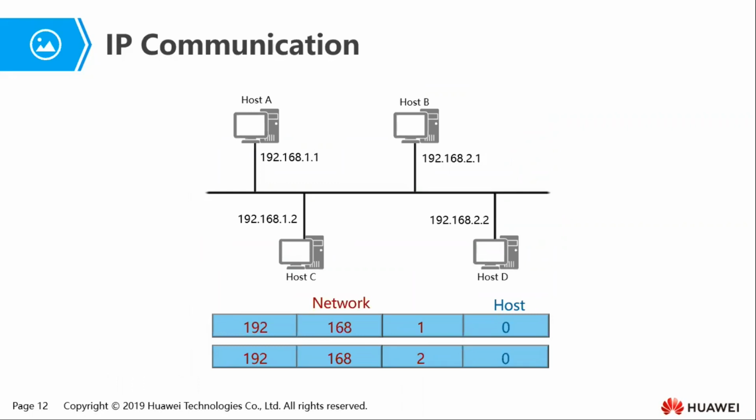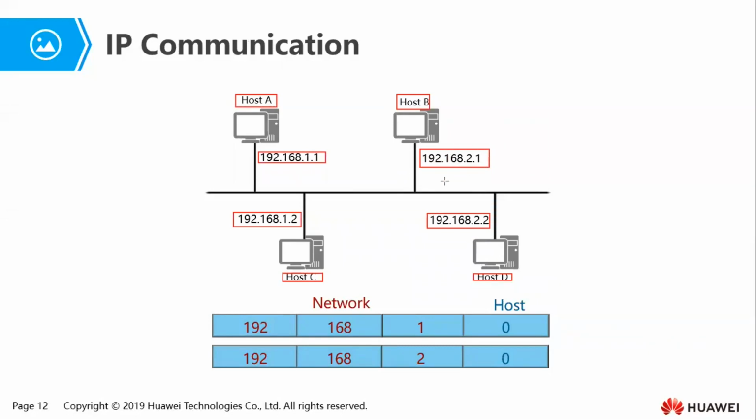Okay, so how do hosts really forward data in an IP network? So here we have host A, we have host B, we have host C, and we have host D. Now, host A has been assigned this IP address 192.168.1.1, host C 192.168.1.2, host D, that one, and host B, that one.